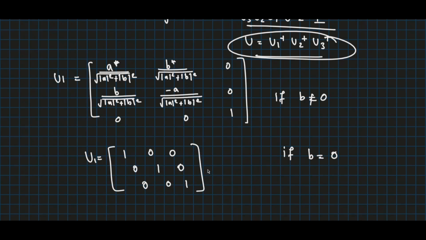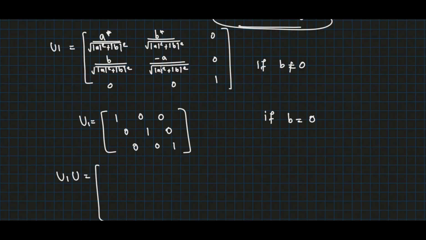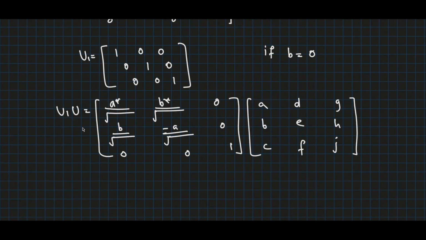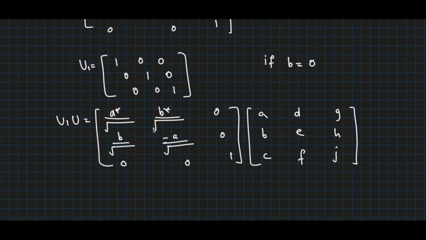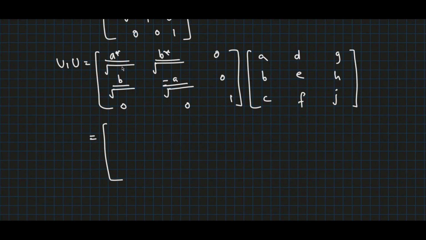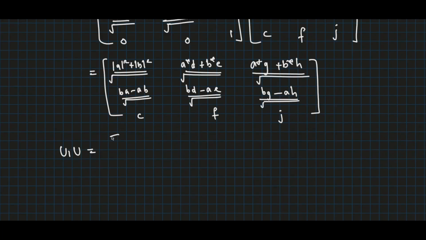That is the identity matrix, such that U1 into U would be equal to this matrix into this matrix. In order to achieve U1 into U, we have to multiply these two matrices, where I have left the values under the root A square plus B square since it won't matter to us in a few steps. So when we multiply A star into A, we'll get A square, and B star into B as B square, divided by root. Similarly, A star into D would give us A star D plus B star E divided by root. Doing this, our whole matrix will be equal to this. Now in U1U, we can name this expression A dash, and this expression BA minus AB would be equal to 0.